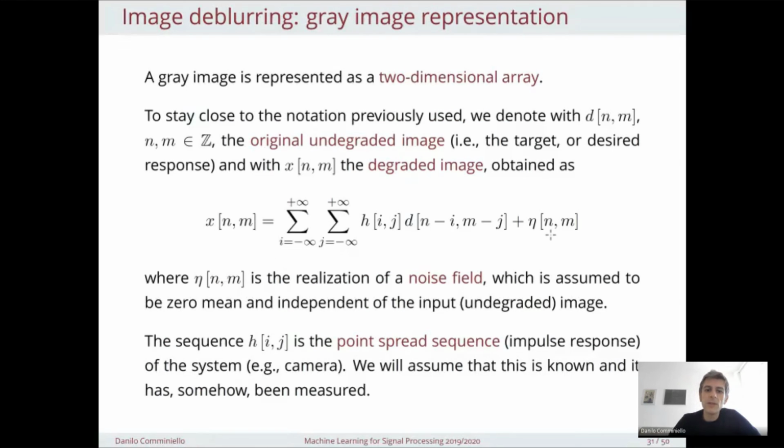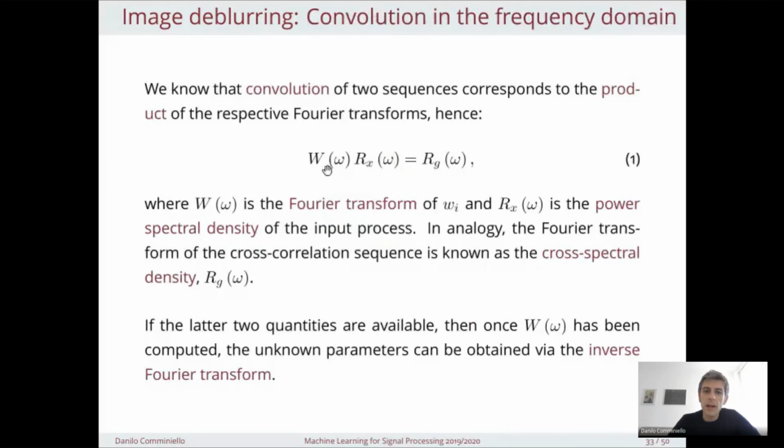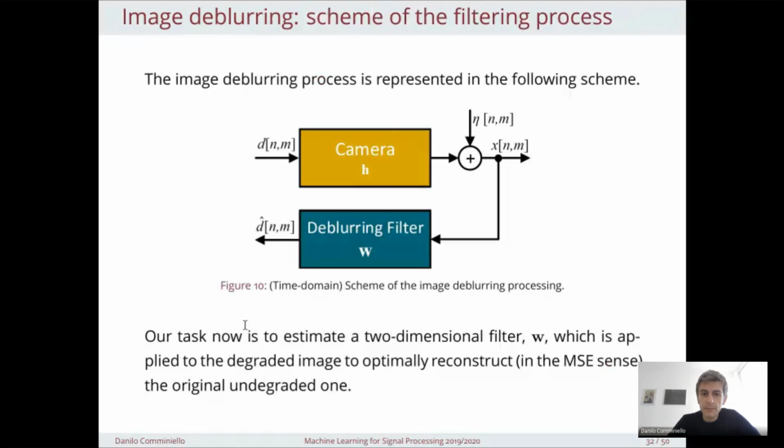So in the frequency domain, you can have a two-dimensional array, and you can solve directly the normal equation in the frequency domain, just by applying the Fourier transform of the signals that we have. And this is the scheme of the deblurring.